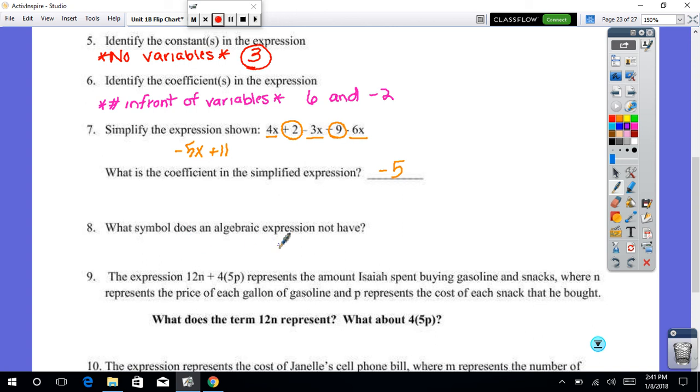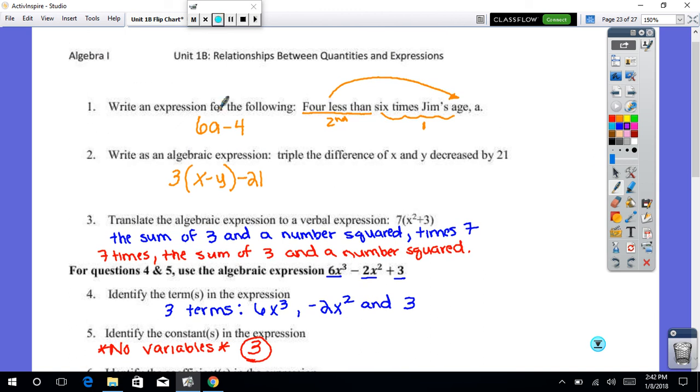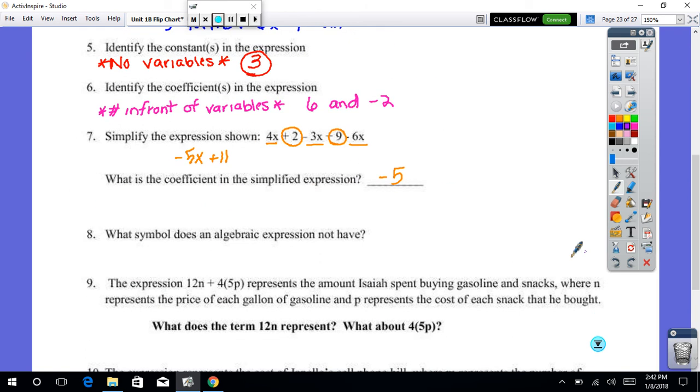Number 8, what symbol does an algebraic expression not have? Well, let's look up here at numbers 1 and 2. Looking at 1 and 2, what is the one thing I do not have that you are used to seeing in math? And the answer is an equal sign. An expression does not have an equal sign. An equation does have an equal sign. Expression versus equation here.